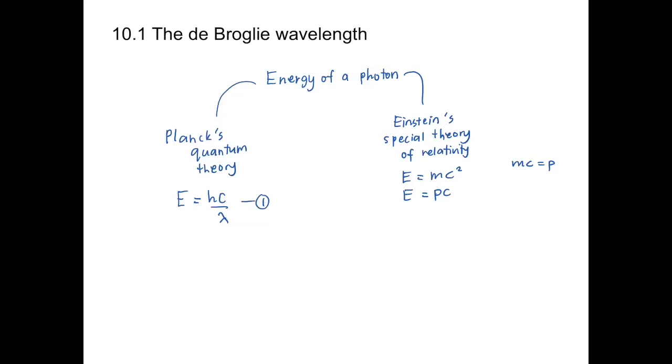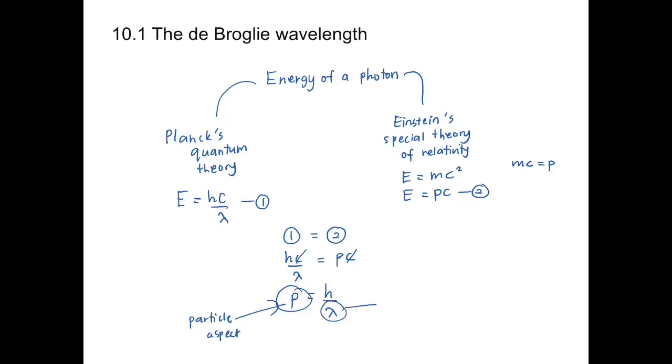So now we have the first equation and second equation. We can equate these two equations together and get hc/lambda = pc, and then we can cancel out the c, which gives us p = h/lambda, where p is the momentum, which is the particle aspect of this equation, and the wavelength lambda is the wave aspect.